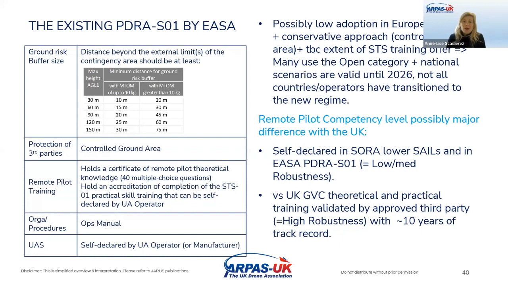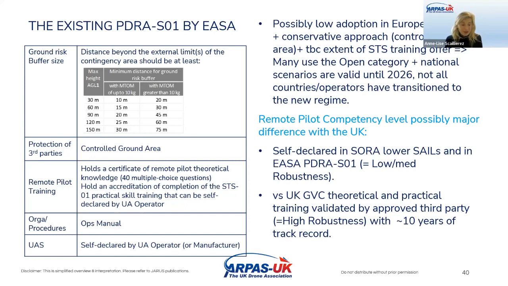Now, that PDRA SO1 published by EASA, I understand, has currently a relatively low level of adoption. It could be because it is still the early days. It could be because it is relatively conservative. There is this issue of controlled ground area. Some would say that implementing a controlled ground area in an urban environment is actually being non-compliant from the minute you take off. And it could be also because the definition of the training to implement that scenario, that PDRA, and the availability of that training may not be completely developed yet.